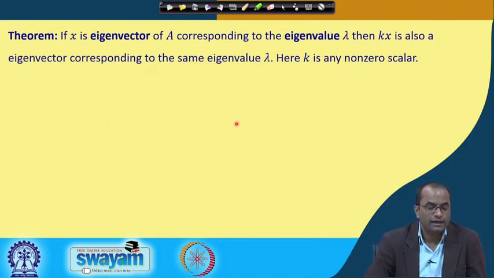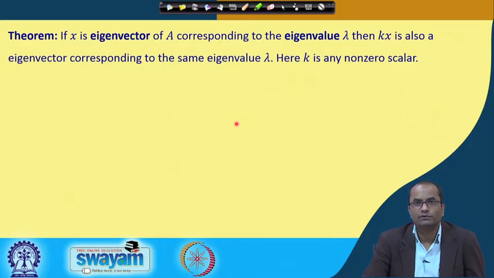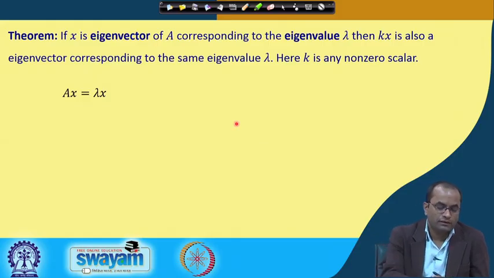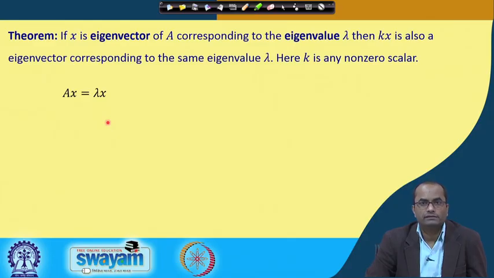Another result we have is that if x is an eigenvector of A corresponding to the eigenvalue lambda, then k x is also an eigenvector corresponding to the same eigenvalue lambda. We have also seen this before: for a given eigenvector you can multiply by any constant and it will remain an eigenvector. We will see this more formally, that this is true for any matrix. Here A x is equal to lambda x, that is the relation.